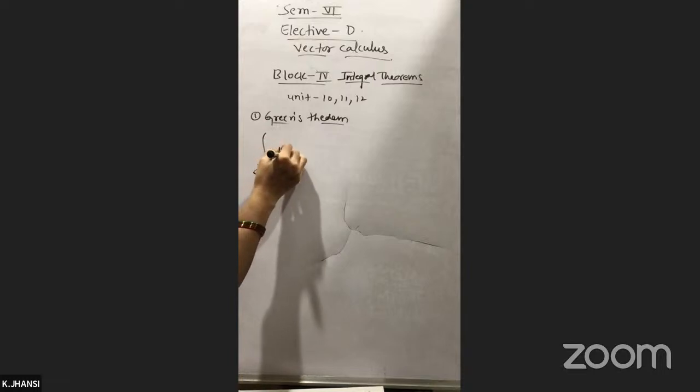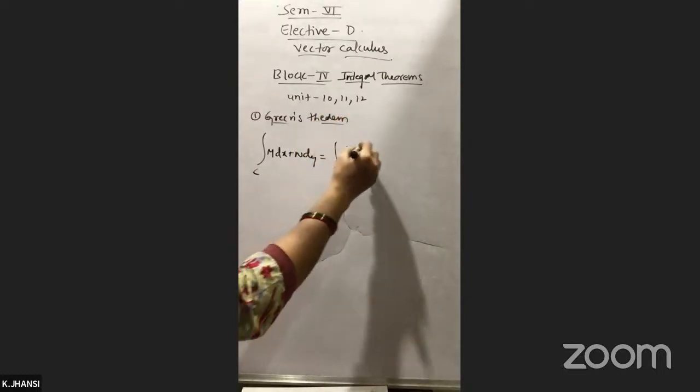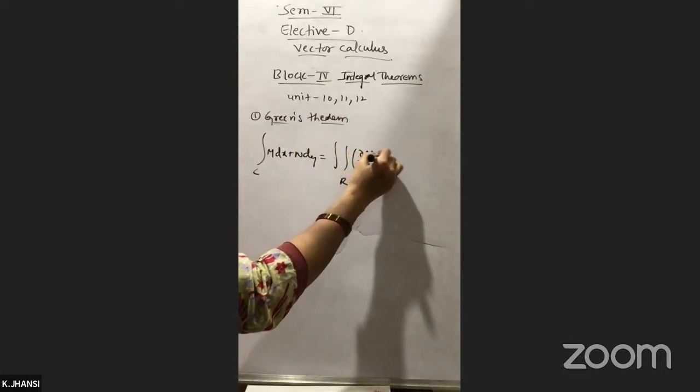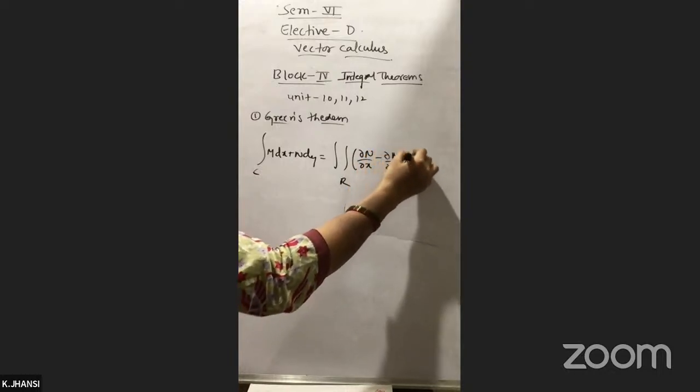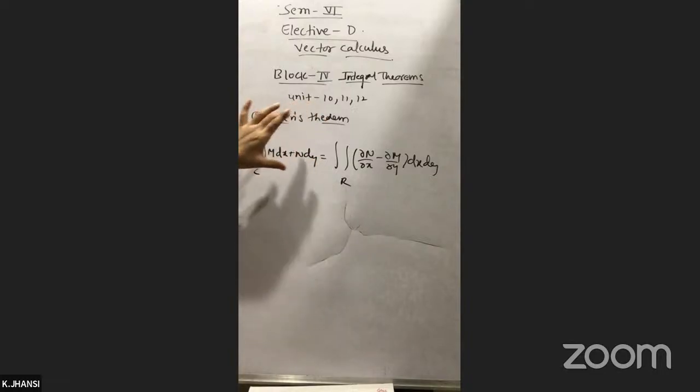Let R be a closed region in the xy plane bounded by a simple closed curve C. Let m of x comma y, n of x comma y be continuous functions having continuous partial derivatives in R. Then, just writing the notation: the line integral over curve C of m dx plus n dy is equal to the double integration over R of dou n by dou x minus dou m by dou y into dx dy, where C is traversed in the positive direction. The main thing is showing that the right hand side and left hand side are equal.